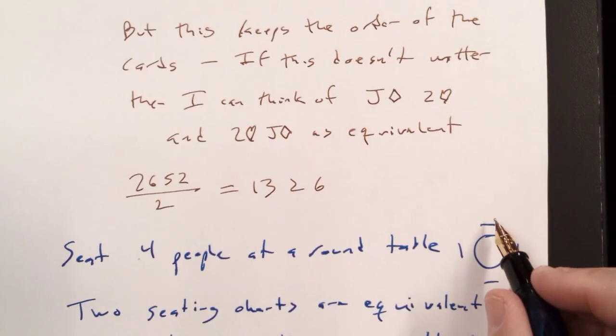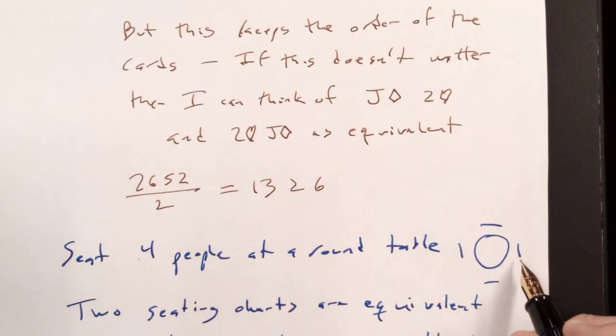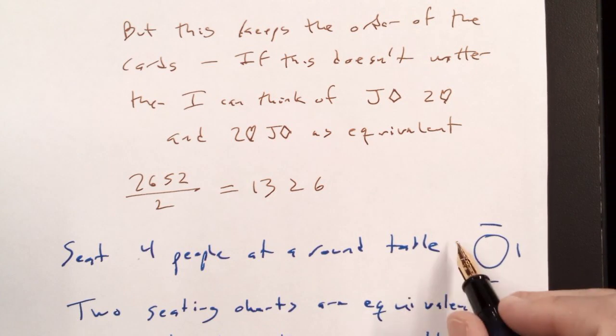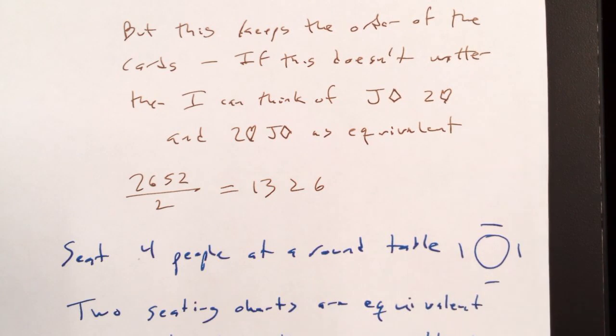Because I'm going to put somebody here. How many options do I have? Then I'm going to put somebody here. How many options do I have? 4 times 3 times 2 times 1 is 24.